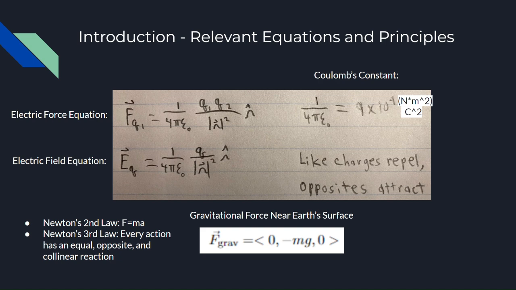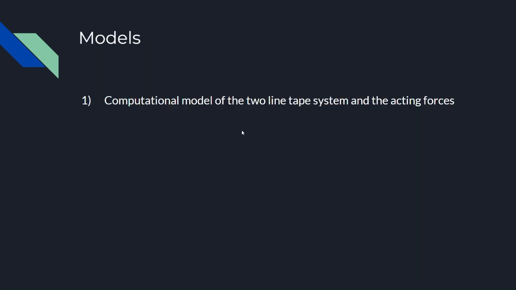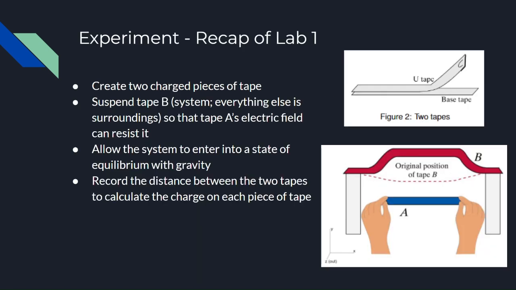Some other things we're going to need are the fact that the force of gravity near the Earth's surface is equal to negative mass times gravitational constant in the y direction. Newton's second law states that force is equal to mass times acceleration, and Newton's third law states that every action has an equal, opposite, and collinear reaction. The only model we'll be using is a computational model of the two-line tape system and the acting forces.